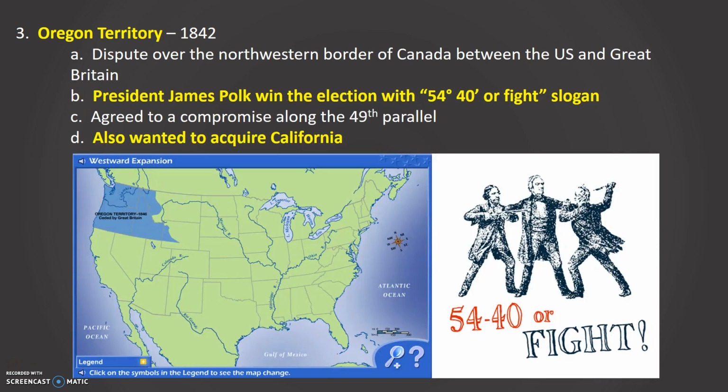After this, Texas is going to want to try to join the United States, but they're going to have some issues that they have to deal with first, which we're going to address today when you guys move on to watch your video. The next territory is Oregon.